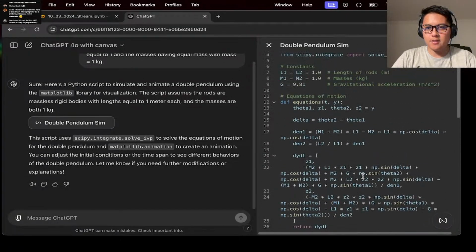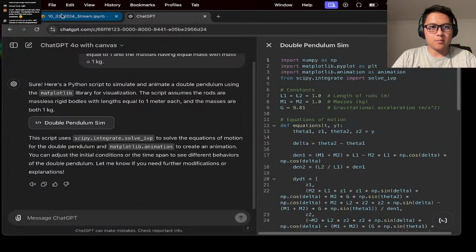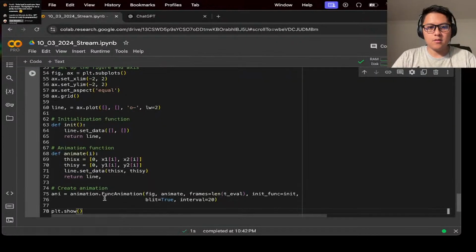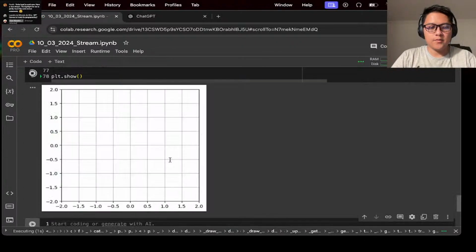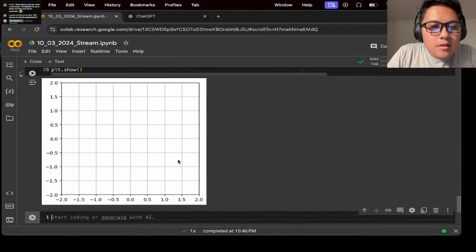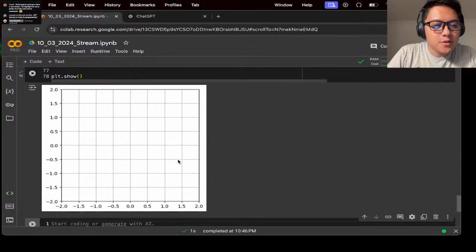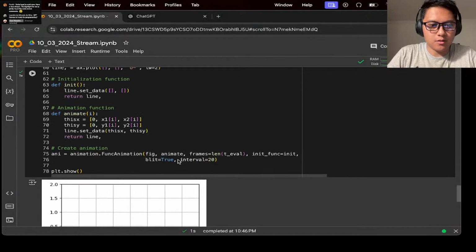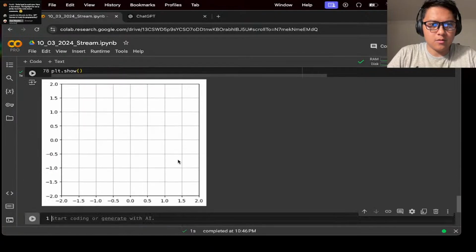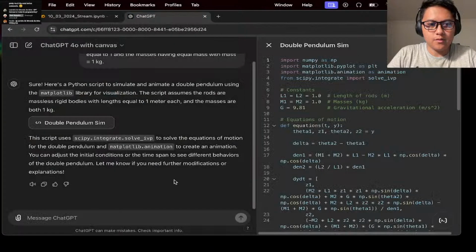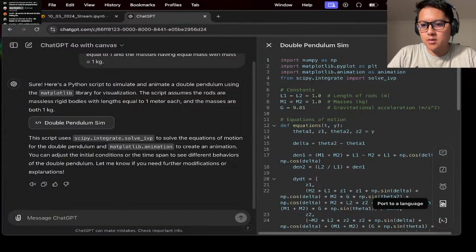Look at that. So now we're going to copy this, and then we're going to go here. That doesn't show me anything. Okay, so we found our first little, like, this doesn't really show anything. Create animation. Some code review here.